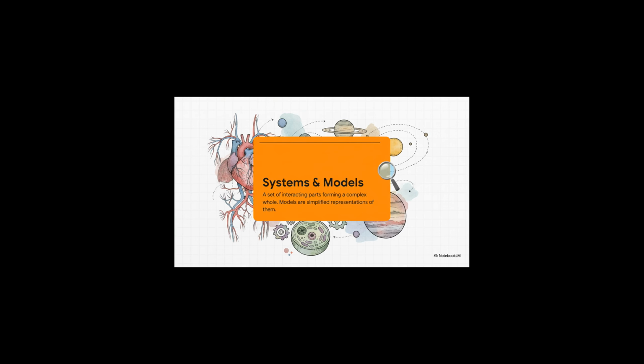Our first lens helps us see in terms of systems and models. A system is just a bunch of parts working together, right? Like the organs in your body or the planets orbiting the sun. And since these systems can get super complicated, we use models, things like a diagram of a plant cell or even a computer simulation, to make them simpler and easier to wrap our heads around.